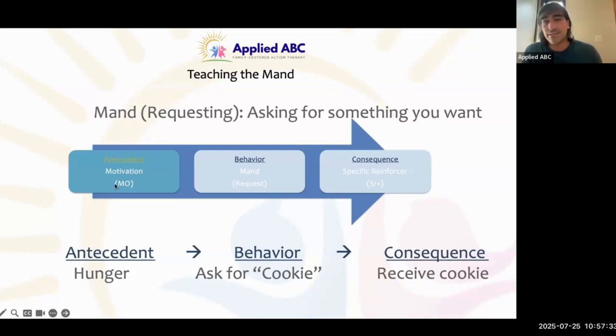So an antecedent might be, and this really is more a motivating operation, hunger, because it's not a discrete event. But let's take it on its face value here. It is a certain time of day. The kid is hungry. The behavior is asking for a cookie. The consequence is receiving the cookie. So it shows the power of using that language.